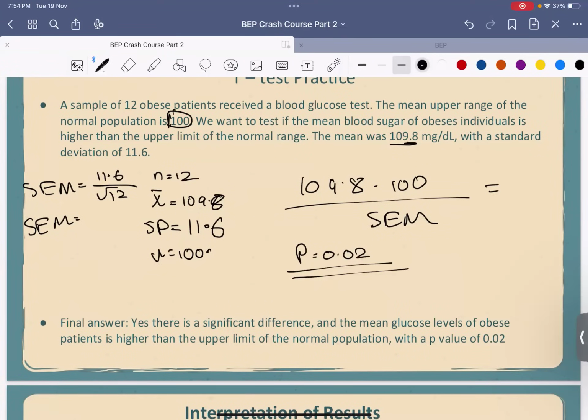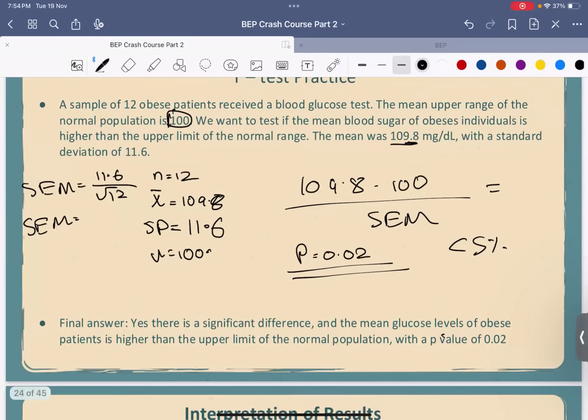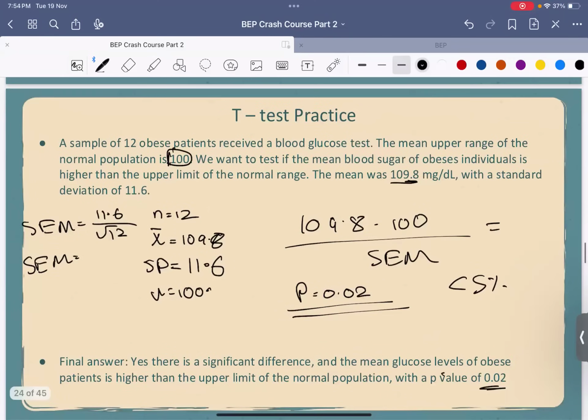Now, is this statistically significant? Yes, it's less than 5%. So this is how we use the t-test. We say that yes, there is a significant difference, and the mean glucose level of obese patients is higher than the upper limit of the normal population, with a p-value of 0.02.